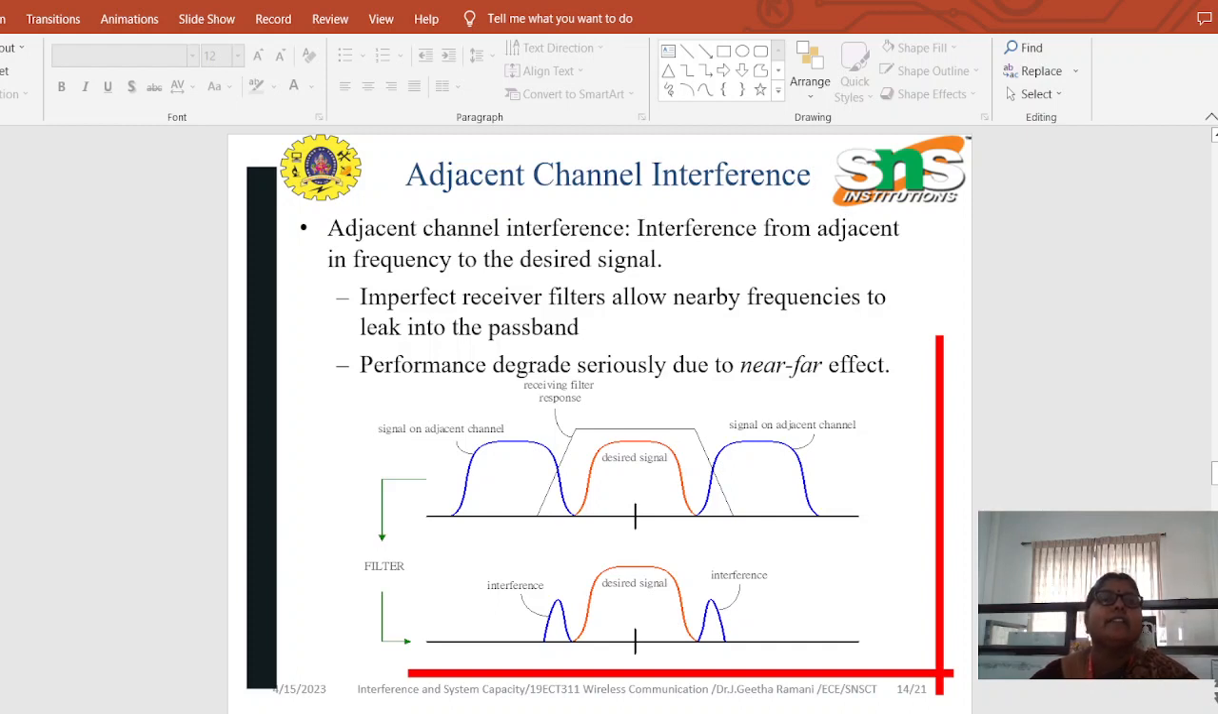Look at this signal here. This is the filter, an improper filter. Because of this extension of the filter beyond the passband, there are certain leakages from the adjacent channels into the required one. So that will create interference.